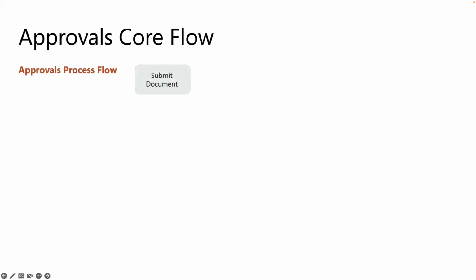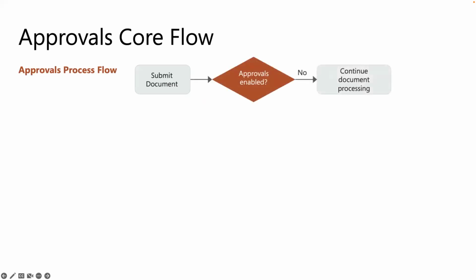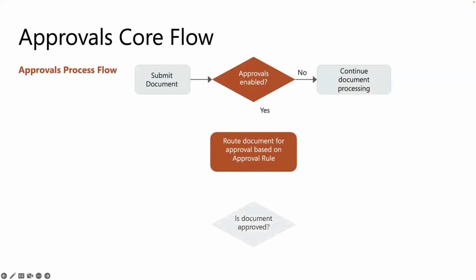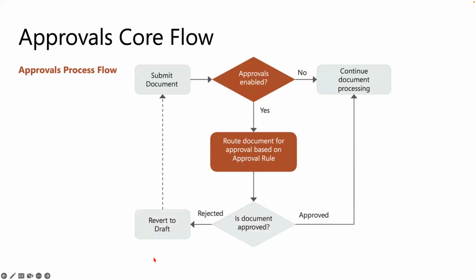I think this is probably a repetition of what I've just mentioned. Approvals enabled, you continue processing, route documentation. This is similar to what I've just shown you, but this is just a core flow as to if approval is required and whether it's approved or rejected, and there are other things that you could do within that.